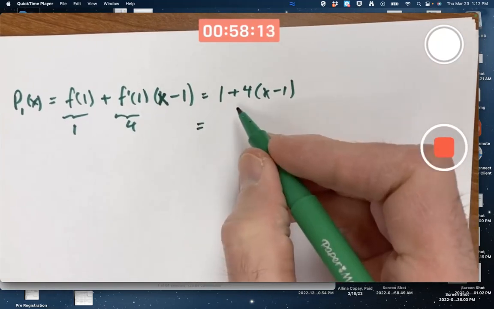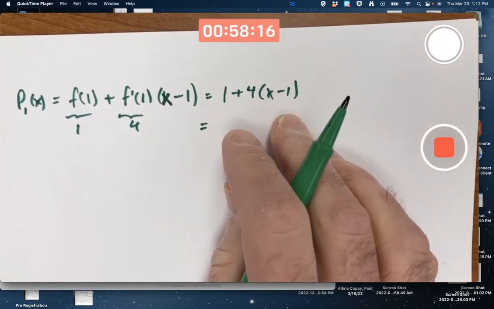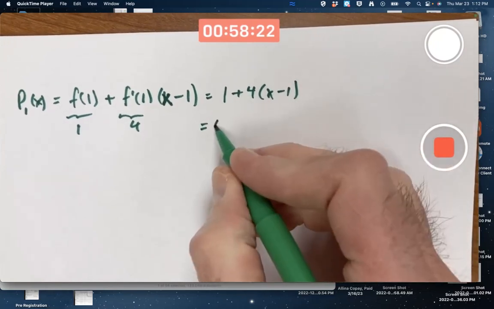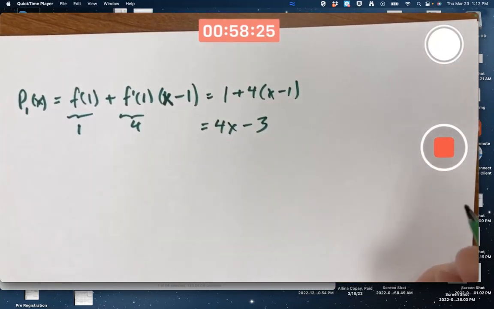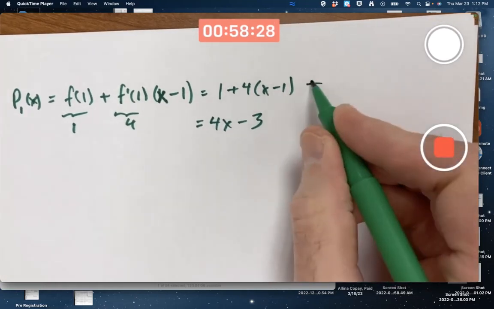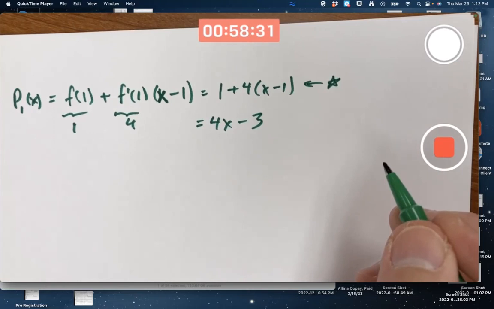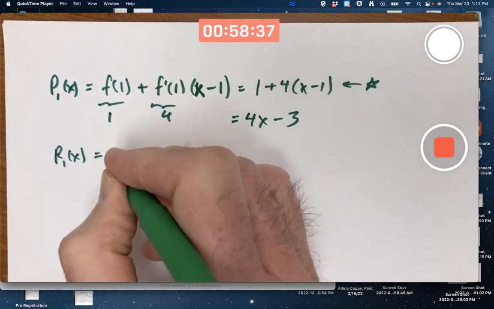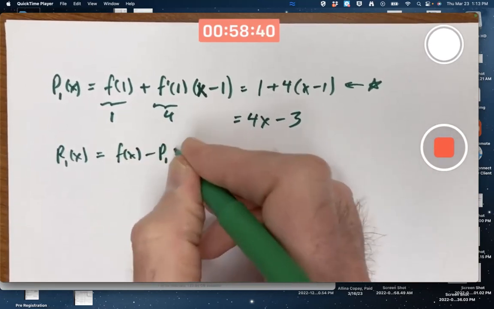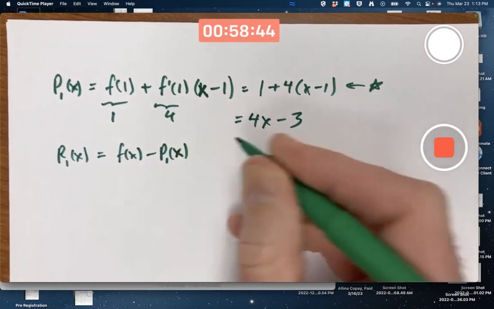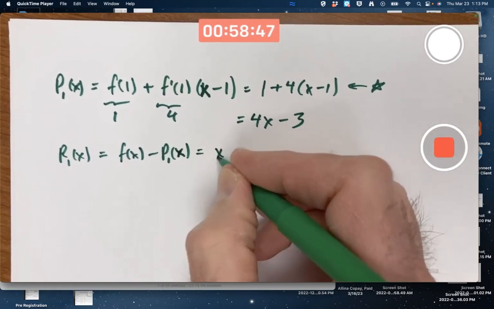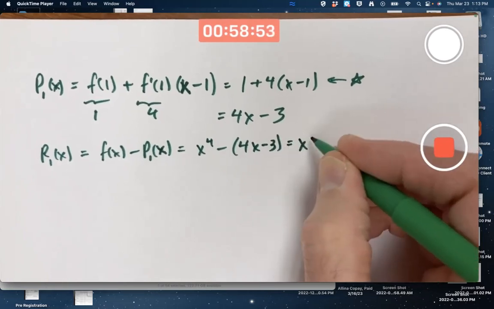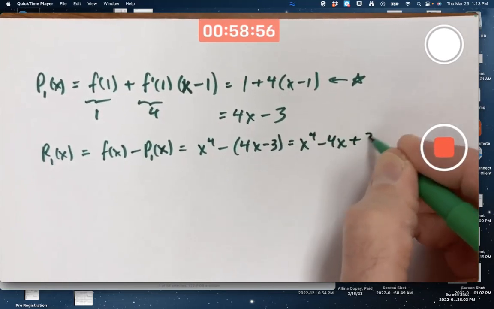When you're trying to use this to approximate the function near 1, it's better to leave it like this, though you can expand it if you like, in this case to 4x minus 3. But it's better to leave it like that when you're trying to use it to approximate the function. What's R1 of x going to be? The remainder is the actual function minus the approximation. So that, in this case, is going to be x to the fourth minus, in parentheses, 4x minus 3. If you simplify that, that is x to the fourth minus 4x plus 3, that is the remainder term.